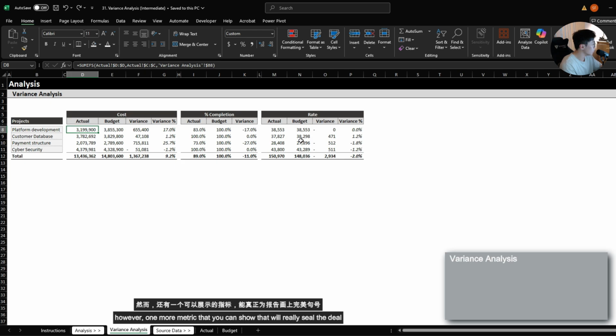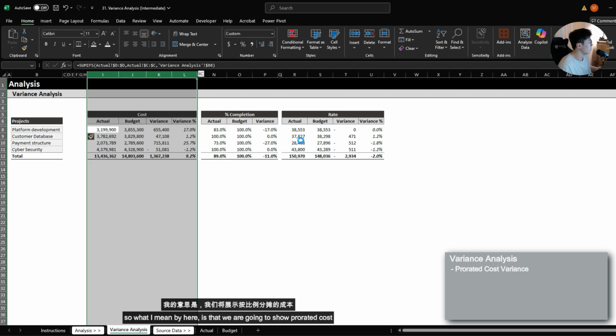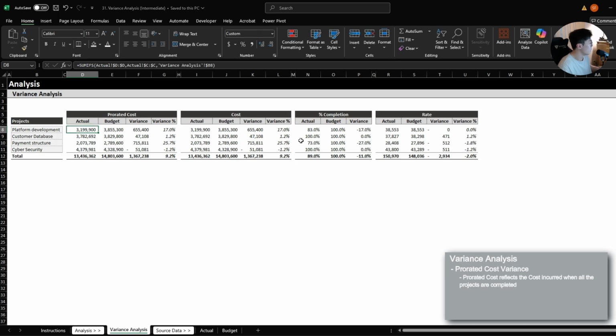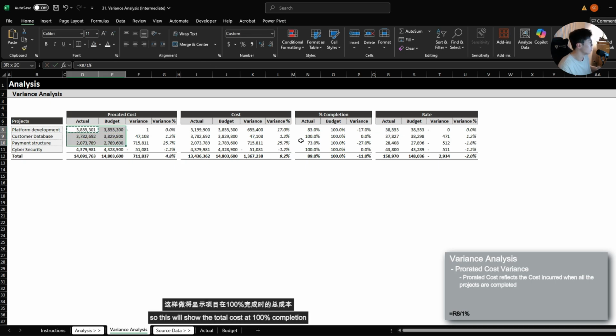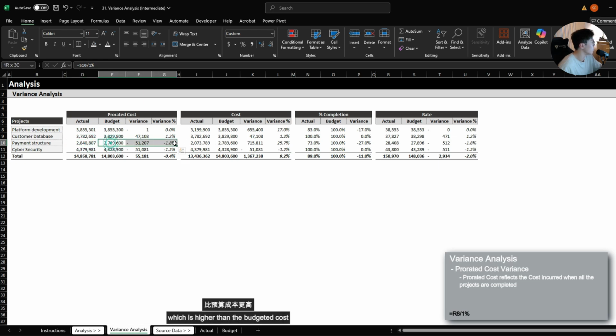However, one more metric that you can show that will really seal the deal is to show a variance in cost, assuming that all the projects are done their development. So what I mean by this is that we are going to show prorated cost. And the way we're going to show that is we are going to simply divide the rate by 1%. So this will show the total cost at 100% completion. Again, for this project, which is at 73%, if we finish the project, we would have incurred 2.8 mil, which is higher than the budgeted cost.